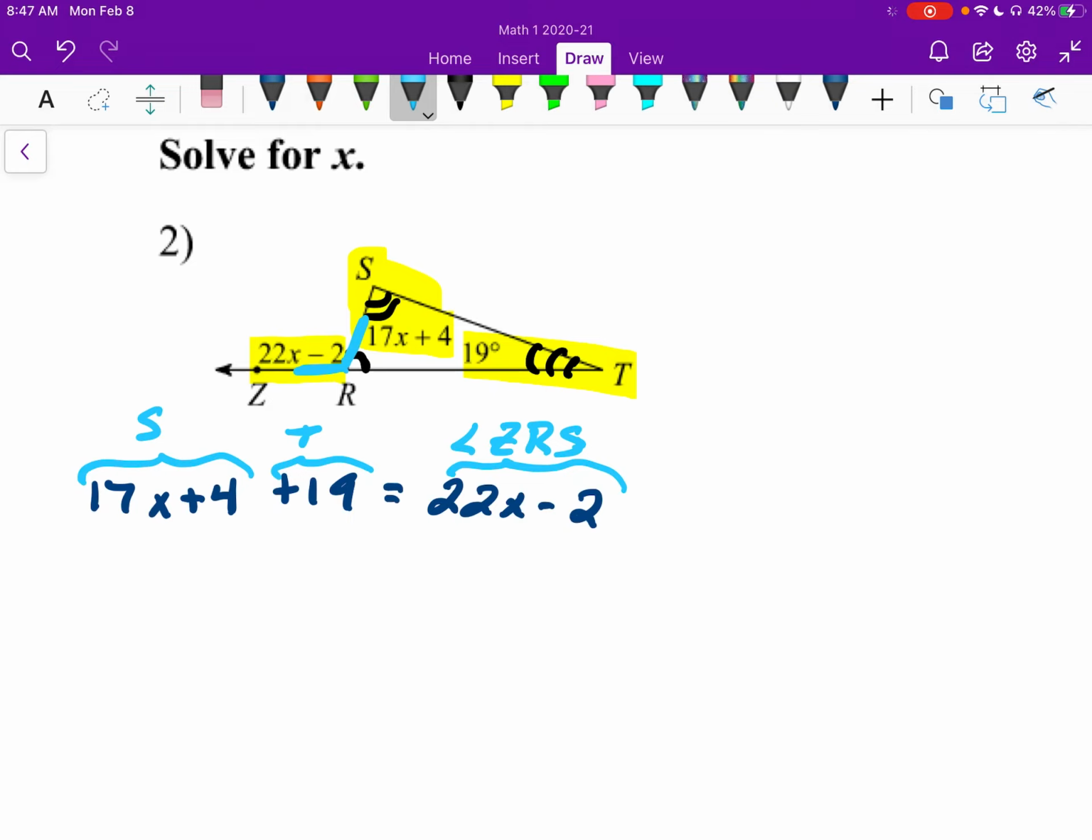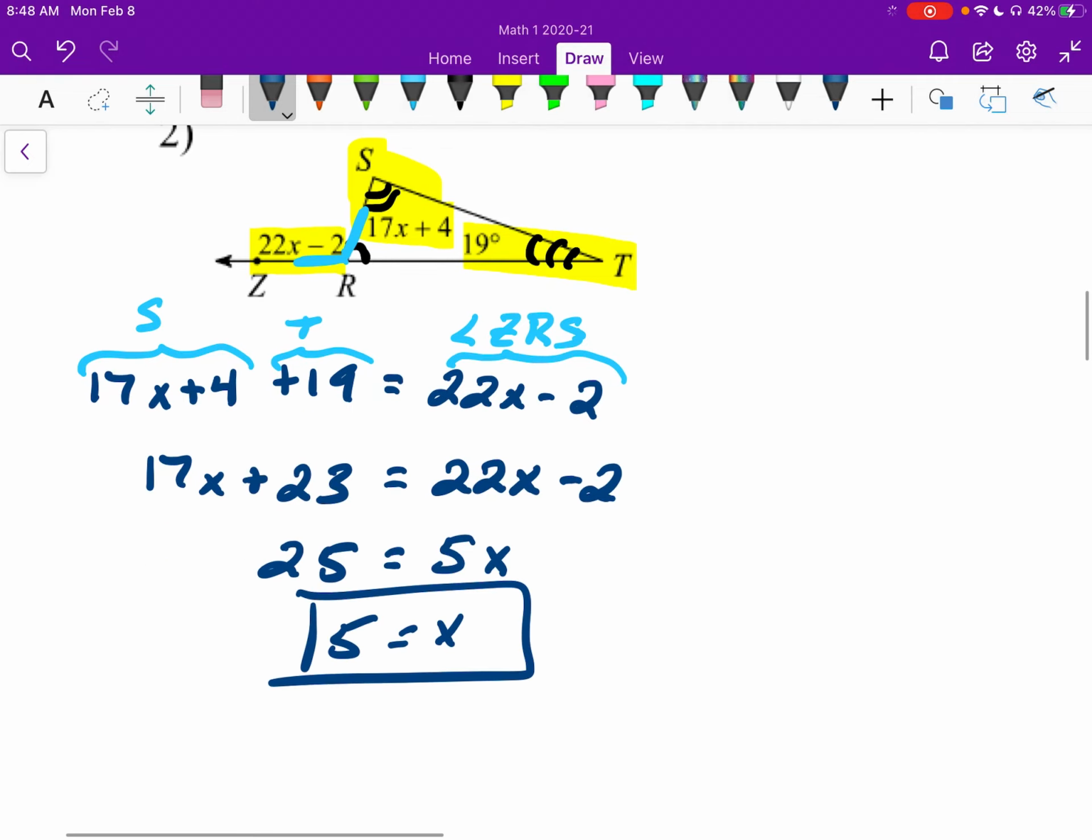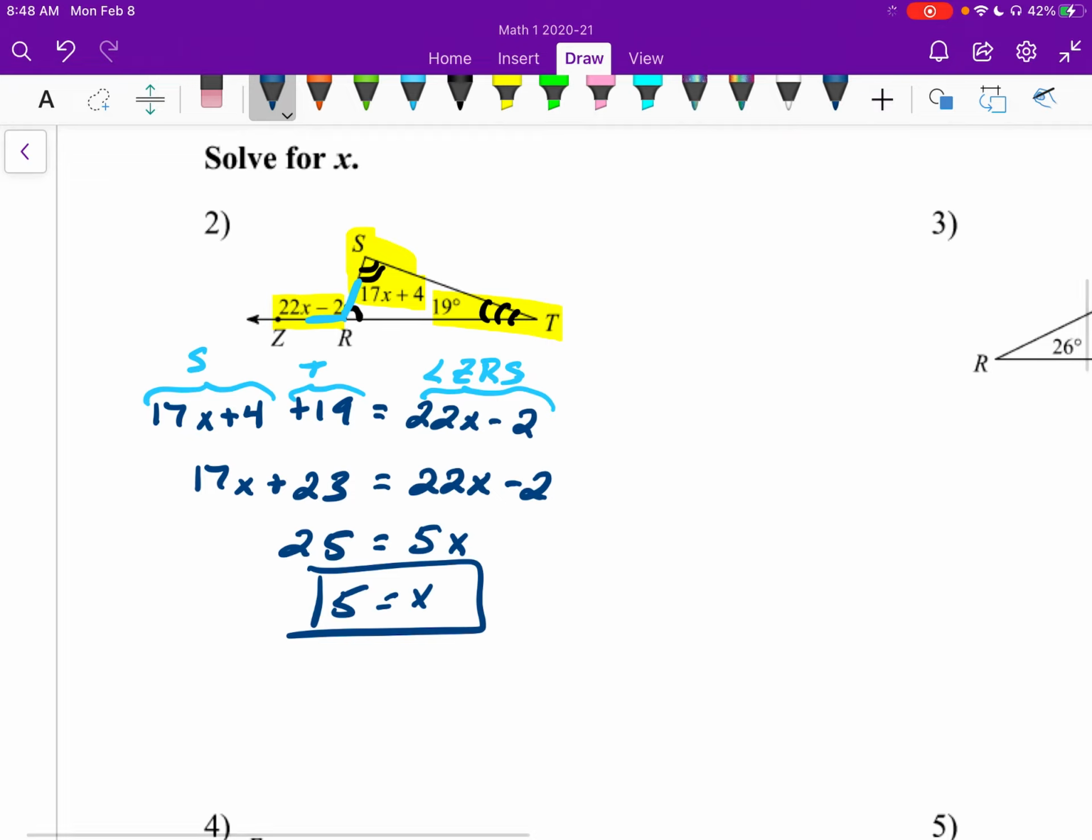Now all we have to do is solve. So I'm going to combine like terms on the left side. I'll say 17x plus 23 equals 22x minus 2. We'll add the 2 over to the left side, and we'll get 25, and we'll subtract the 17x, so we get 22 minus 17 gives us 5x. Lastly, we divide by 5, and x is 5. And that's that.